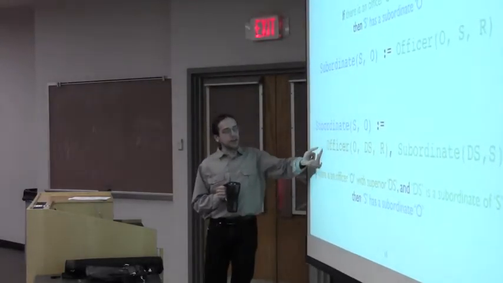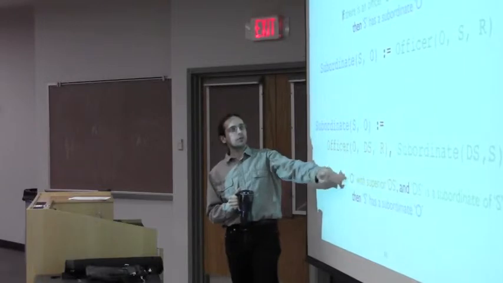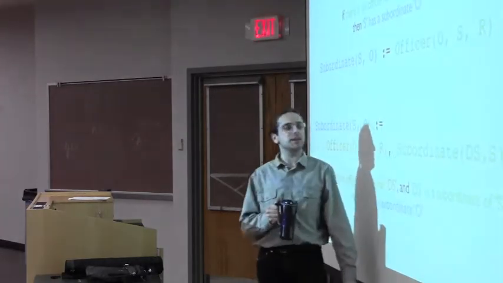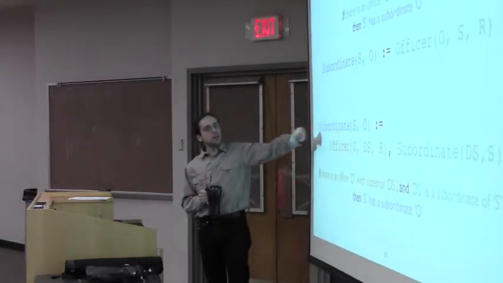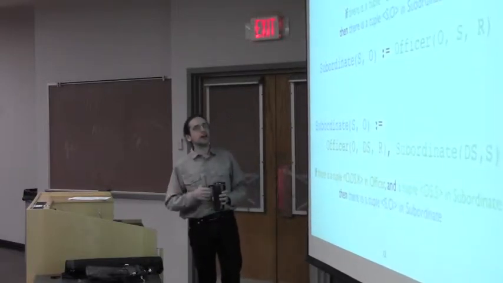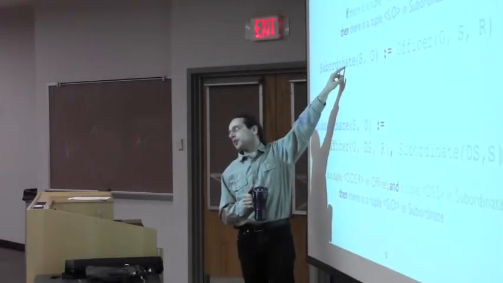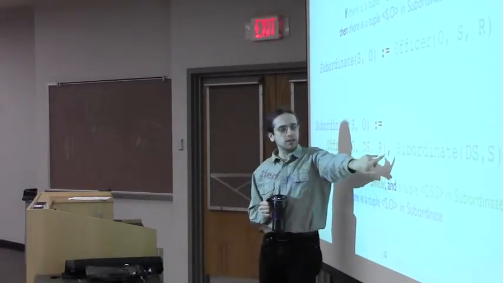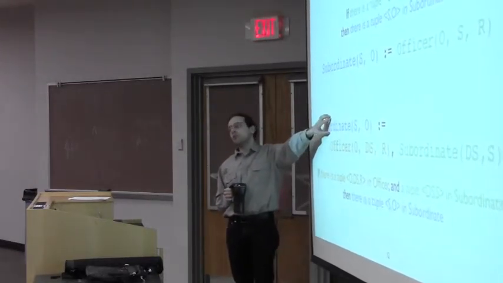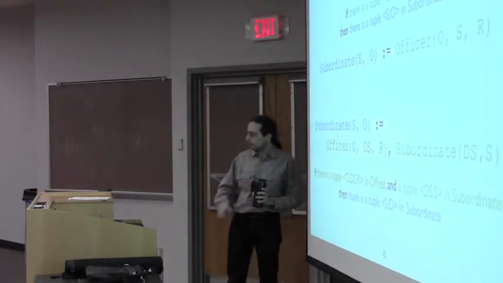And similarly here, the comma you can interpret as an and. So if there is an officer with attributes O, D, S, and R, and a subordinate with attributes D and S, then there must be a subordinate with attributes S and O. Or more precisely, for every officer tuple, you generate one subordinate tuple. And for everything in the join of the subordinate relation and the officer relation, you generate a new subordinate tuple. Is that clear? Any questions on this? Okay.